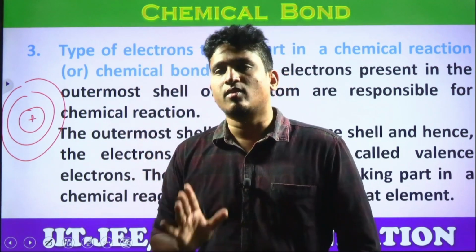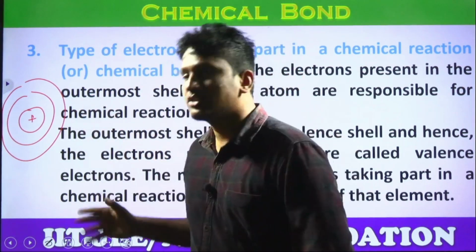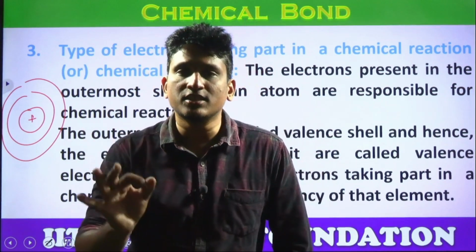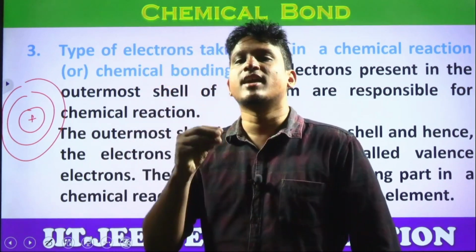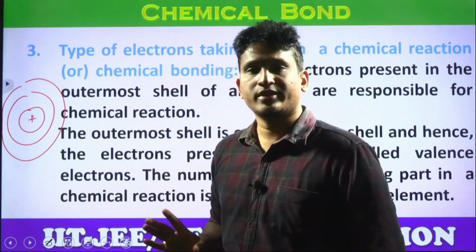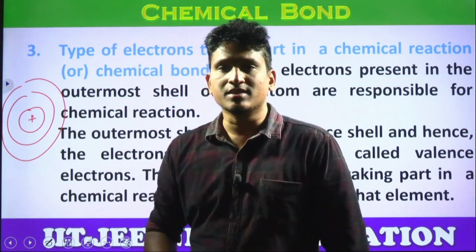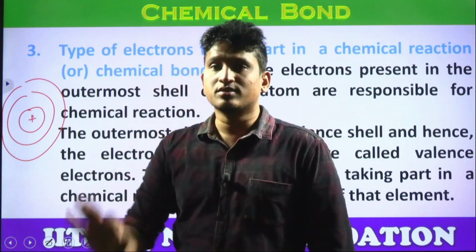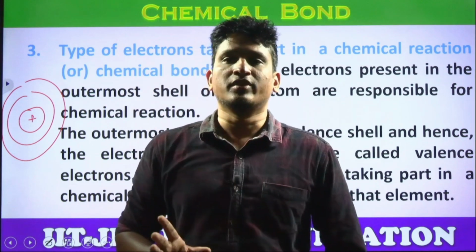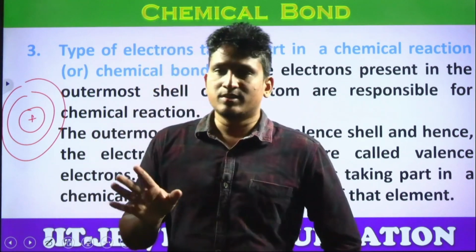Inner electrons are called core electrons. Last shell electrons are called valence shell electrons, and the shell is called the valence shell. You have to remember this point. Okay, in the previous Lewis dot symbols also, what do the dots indicate? Valence electrons only.